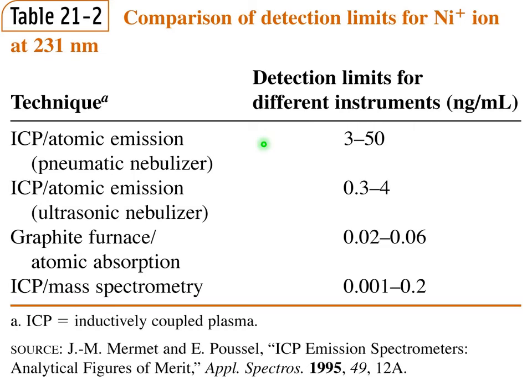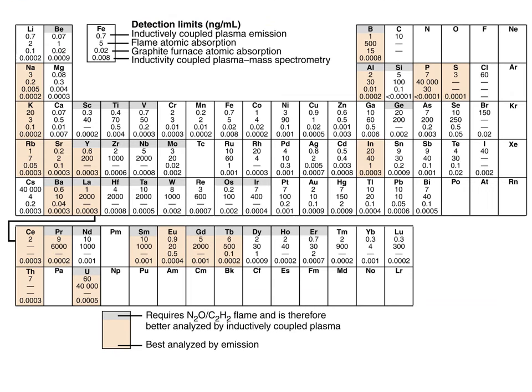So for example, for nickel, a very common element, if you have inductively coupled plasma with atomic emission, you can get this detection limit. If you have a better nebulizer, you can go lower. With graphite furnace, you can go much lower, but this method will require some additional training, and you cannot do several elements or metals simultaneously. You can go even further with ICP mass spec, but that's a separate story.